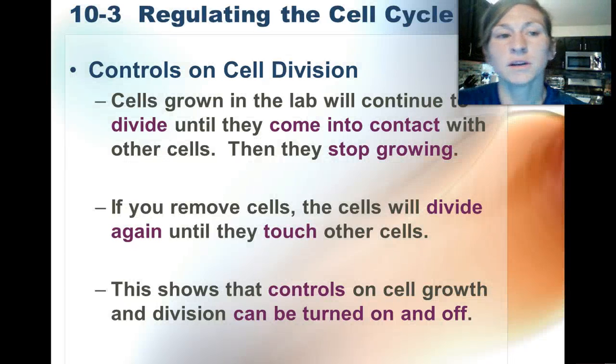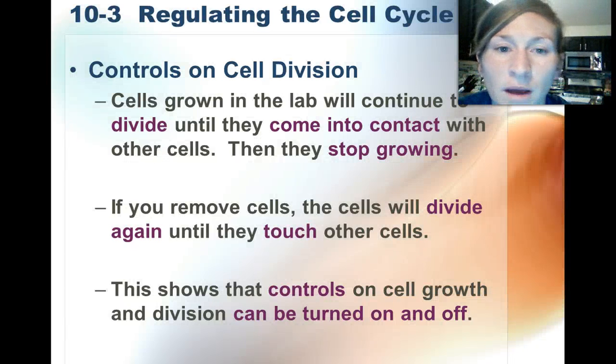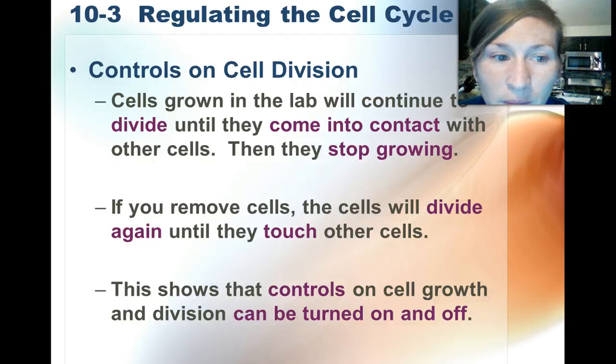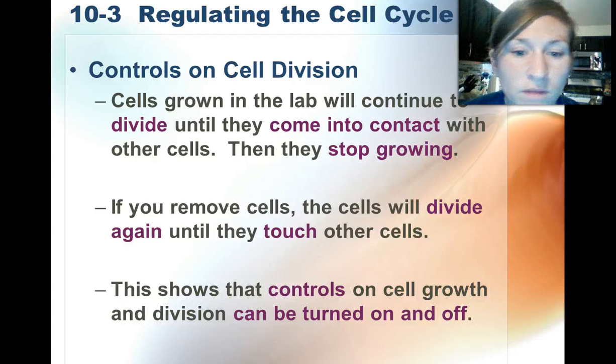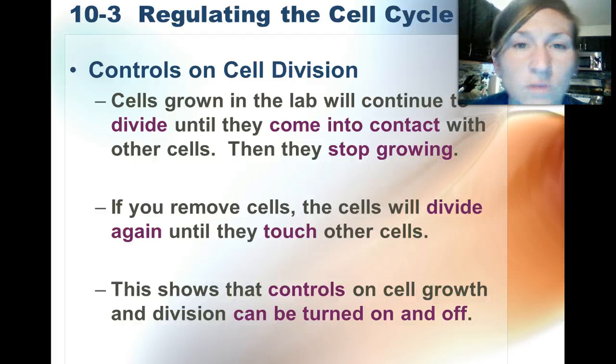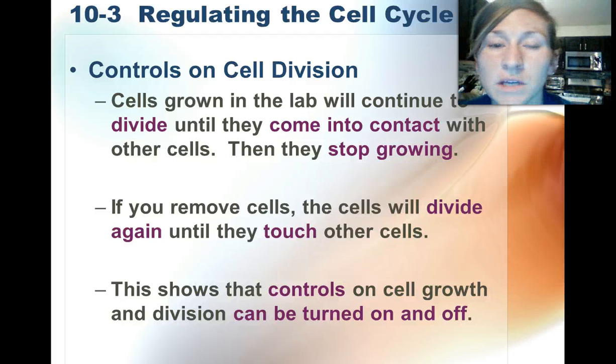Okay, so section 3 in chapter 10 talks about how we regulate the cell cycle and what controls there are on cell division. If we had cells grown in a lab, they will continue to divide until they come into contact with other cells. Then they stop growing. When you remove cells, the cells will divide again until they touch other cells. So this shows that controls on cell growth and division can be turned on and off.